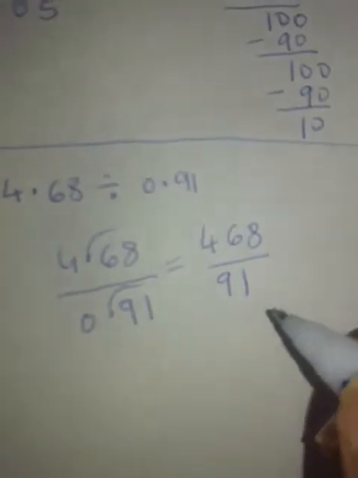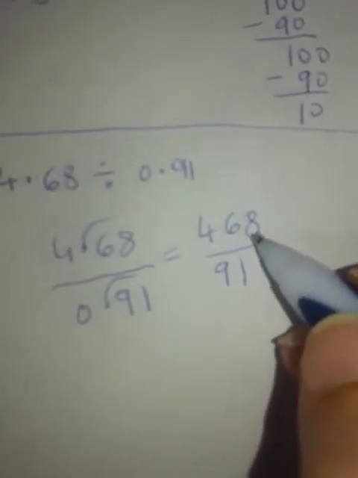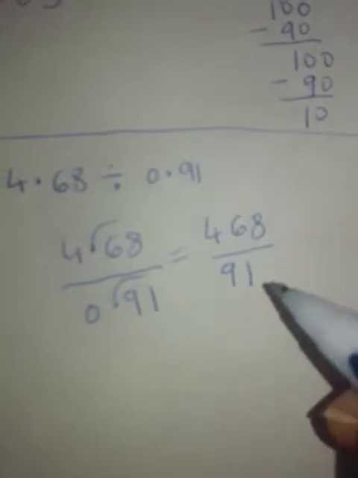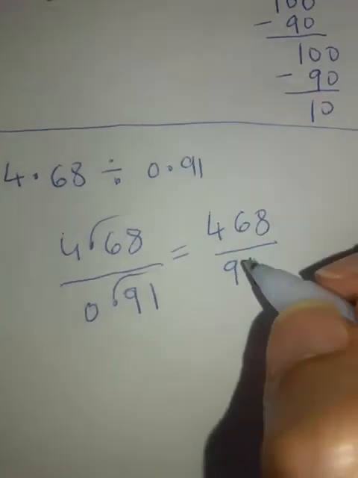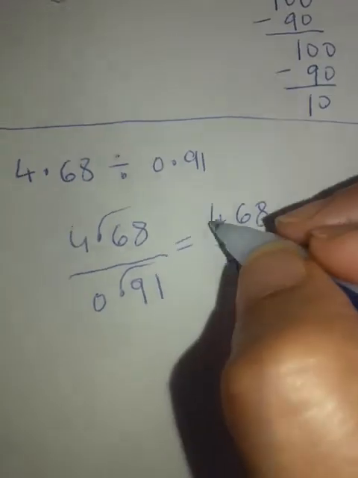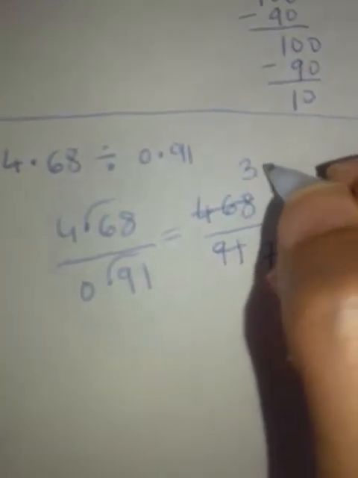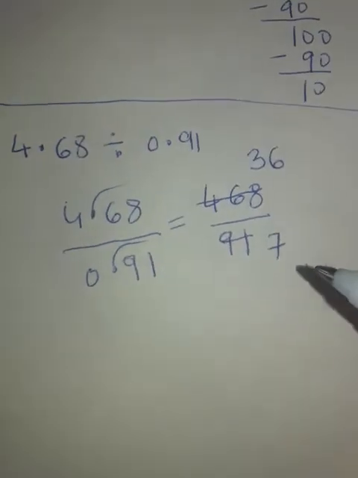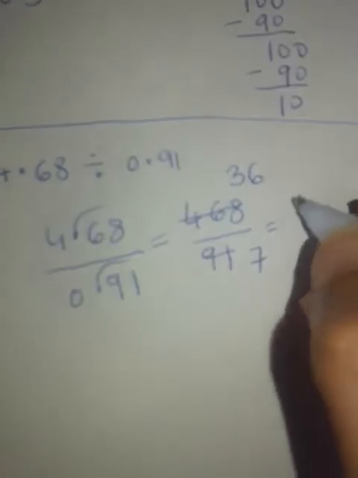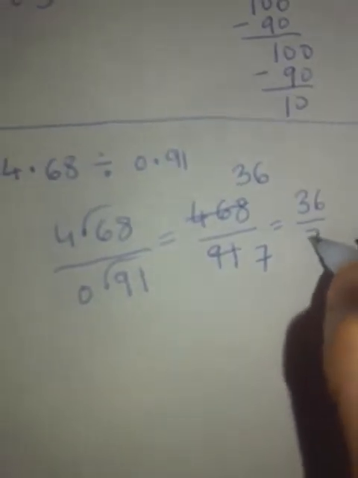91, 13 sevens are 91. So let me see if this is divisible by 13. 13 threes are 39, and yes, it is divisible. And 13 sixes are 78. So this is 36 upon 7.